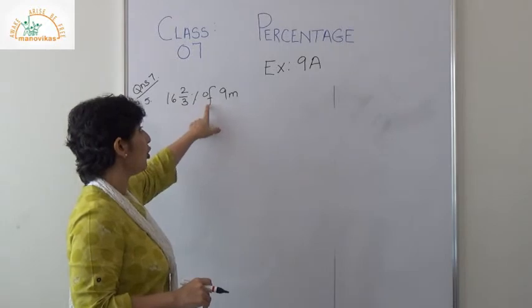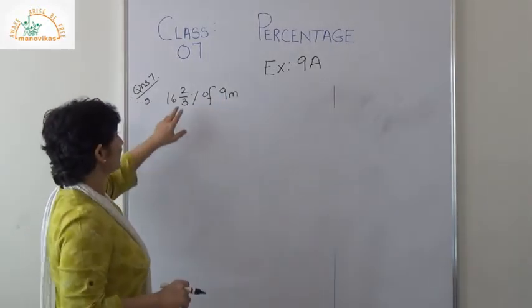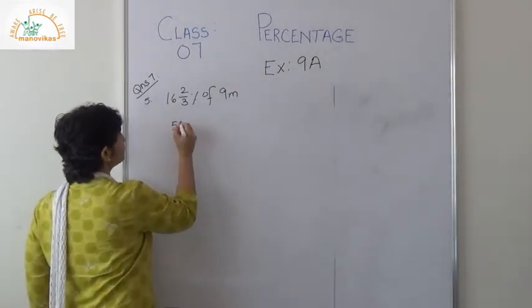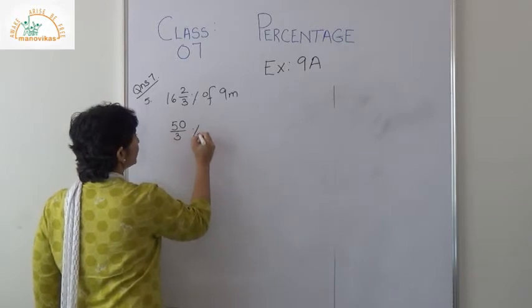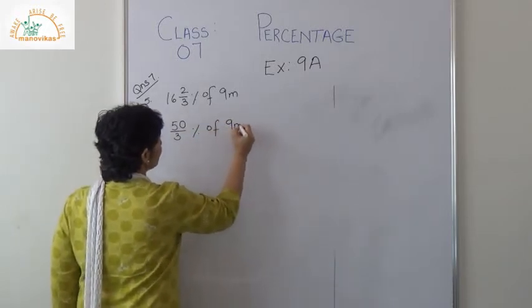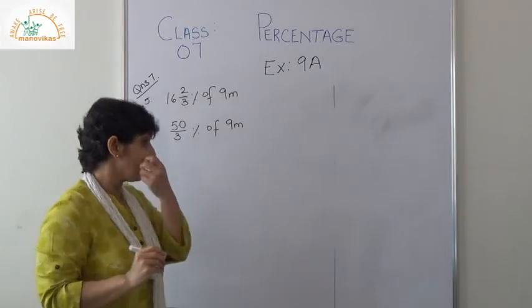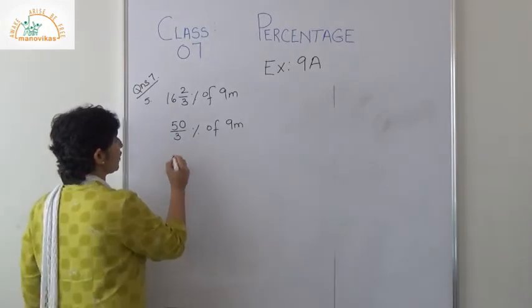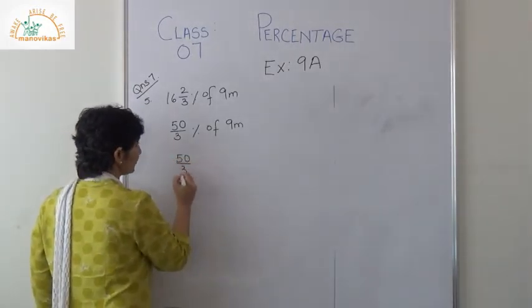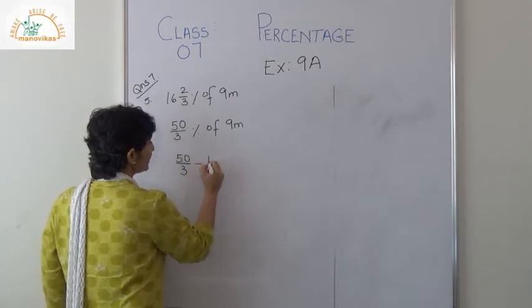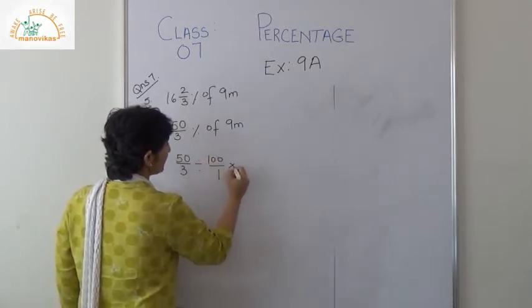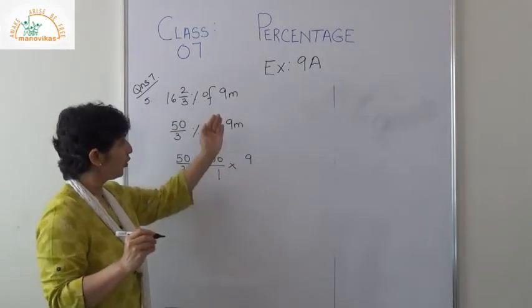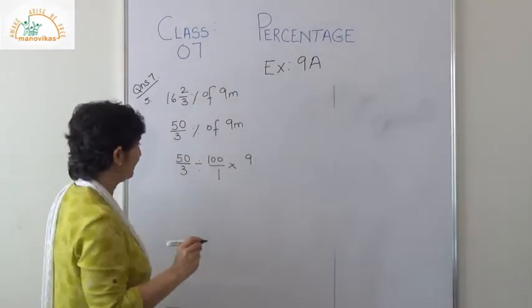Alright, now let's start the fifth one. 62 upon 3% of 9 meters. Now 16 3s are 48, 48 plus 2, 50 upon 3% of 9 meters. Children, now you must be wondering, do I really need to convert or not? Let's check. Now you know 50 upon 3% means what? 50 upon 3 upon 100 means divided by 100. Of means multiply 9. Children, I can cancel 3 and 9. So I don't need to convert this into centimeters. So let me leave it as it is.